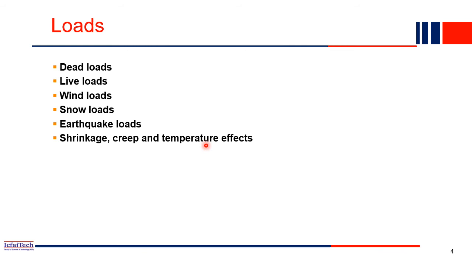Now let's discuss what the different types of loads acting on a structure are. These are the major types of loads acting on a structure. First one is dead load, then live load, wind load, snow load, earthquake loads, shrinkage, creep, and temperature effects. Many other loads may also come, but these are the major 5 to 6 loads acting on a typical structure.